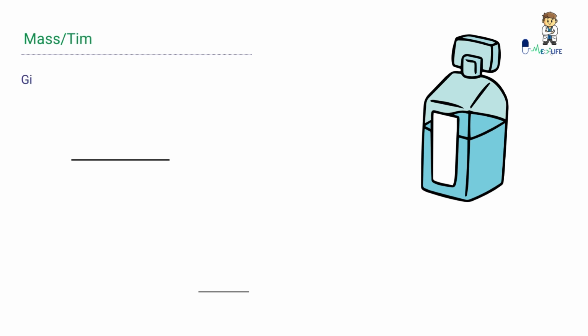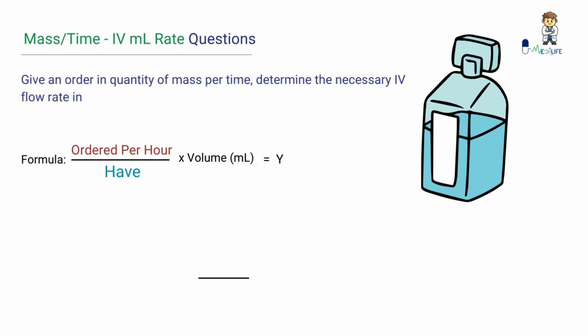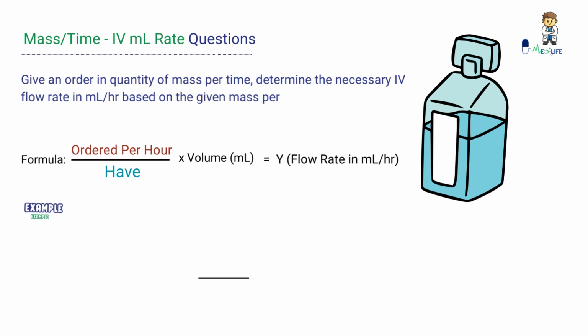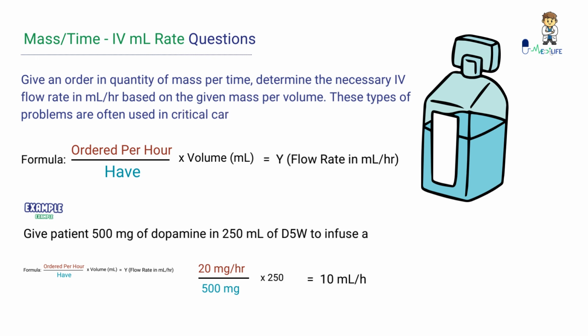We've reached the second to last formula in our lecture today: mass, time, IV/ml rate questions. Given an order in quantity of mass per time, determine the necessary IV flow rate in milliliter per hour based on the given mass per volume. These types of problems are common in critical care nursing. Use the formula: ordered amount per hour divided by the have amount, then multiplied by the volume. Check the presented example to see the application.